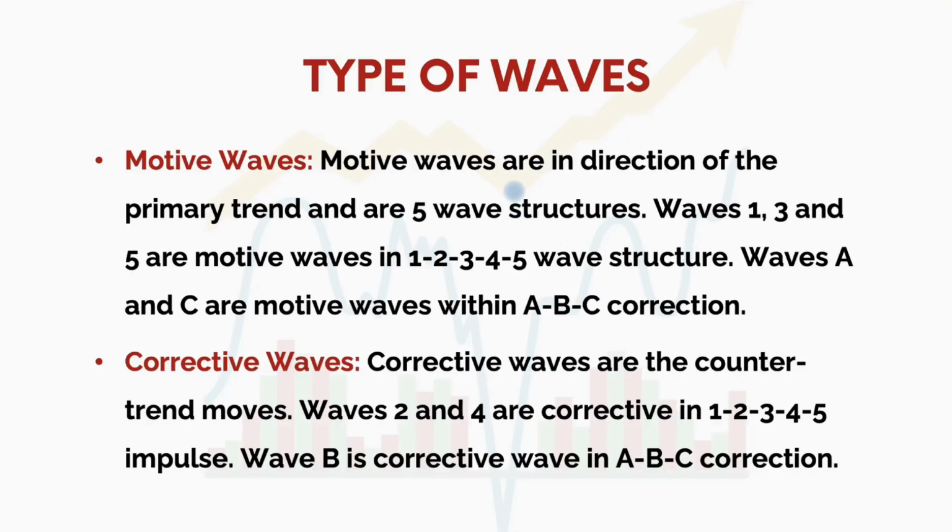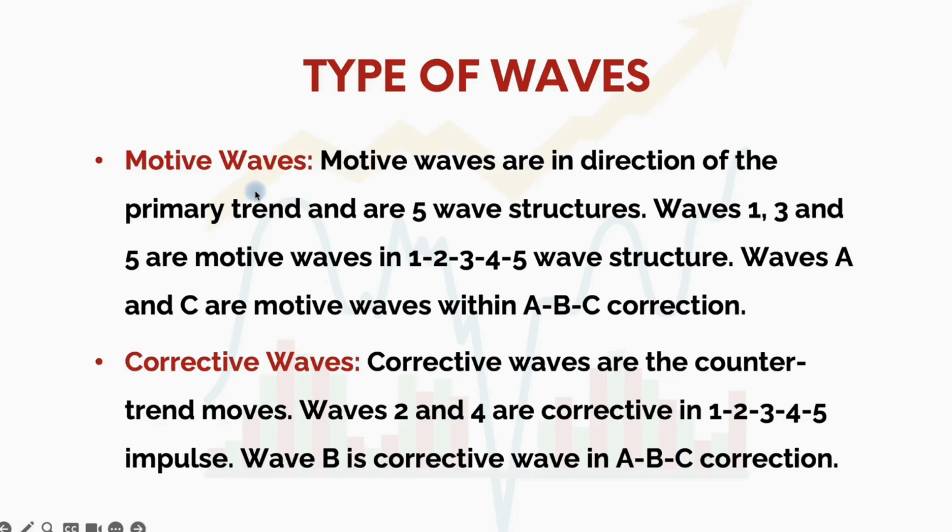Similarly, in an ABC counter trend move, waves A and C are motive waves within the ABC correction, because when an ABC correction is occurring, the primary trend is downward and waves A and C occur in the same direction as the primary trend, which is downward in that case.